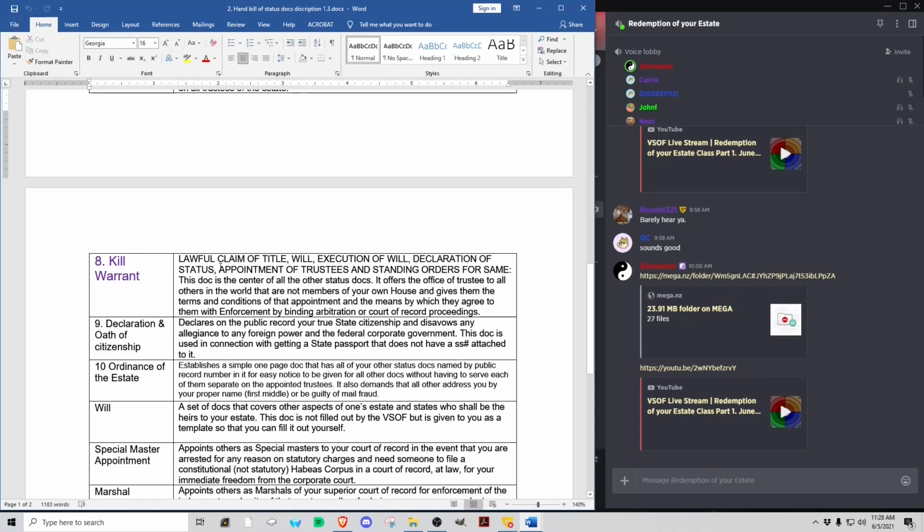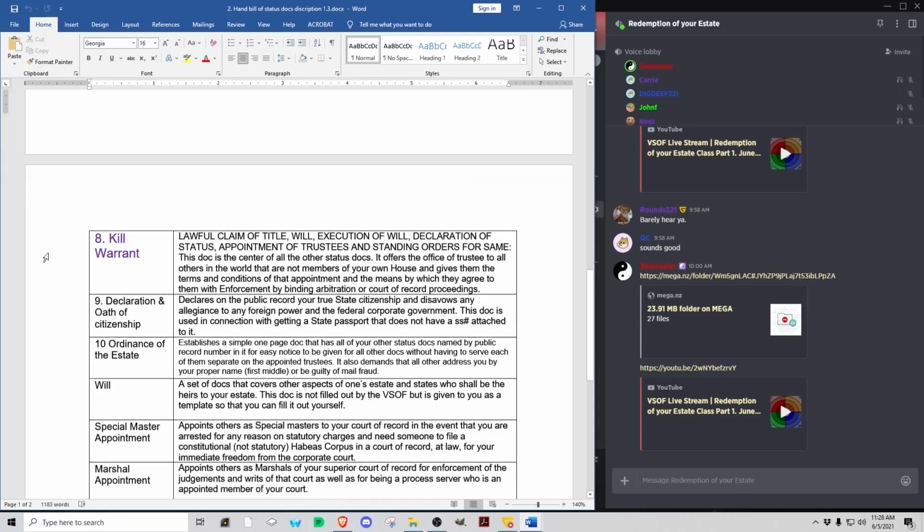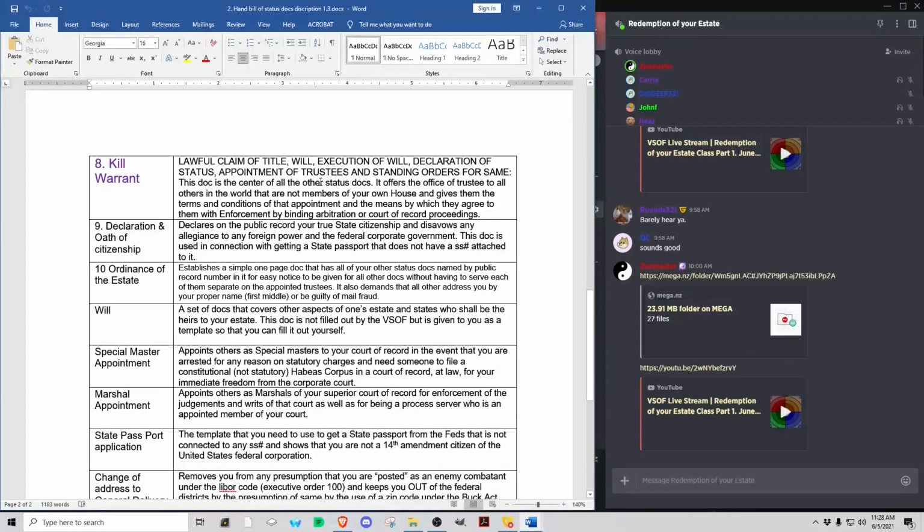Lawful claim of title, will, execution of will, declaration of status, appointment of trustees, and standing orders for same. That's the whole title of that document. And this is the center document for all the rest of the status docs. It offers the office of trustee to all others, basically everybody else in the world that's not a member of your own house, and gives them the terms and conditions of that appointment and the means by which they agree to them, with enforcement by binding arbitration or court of record proceedings.